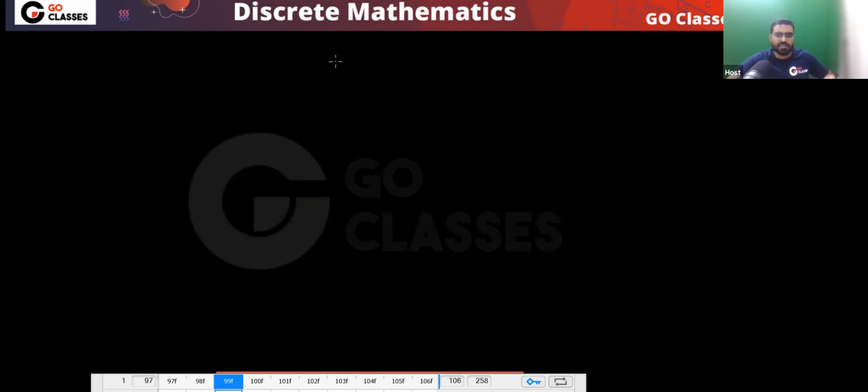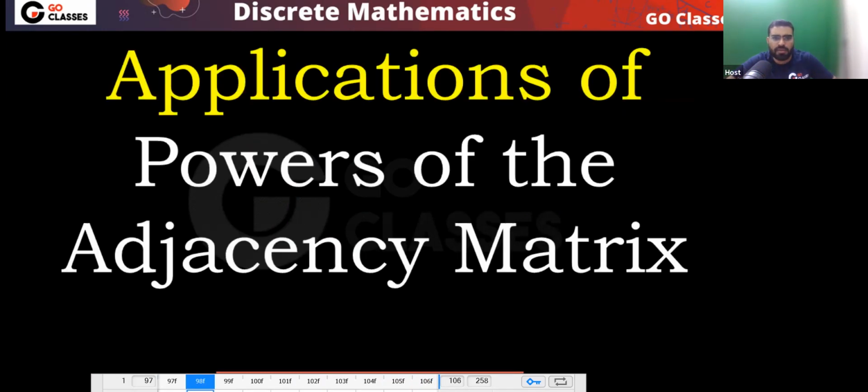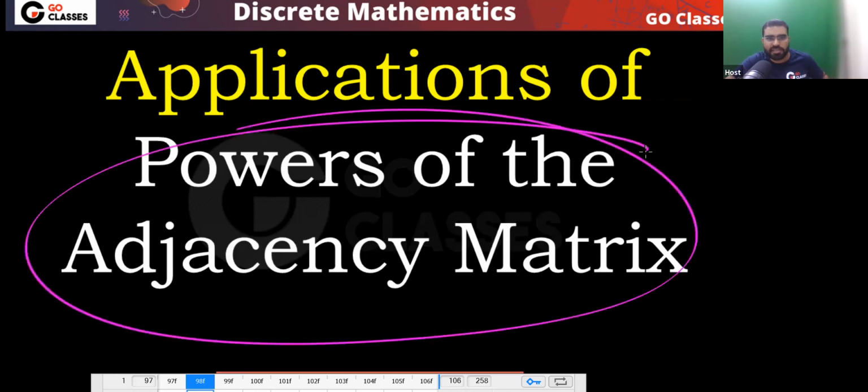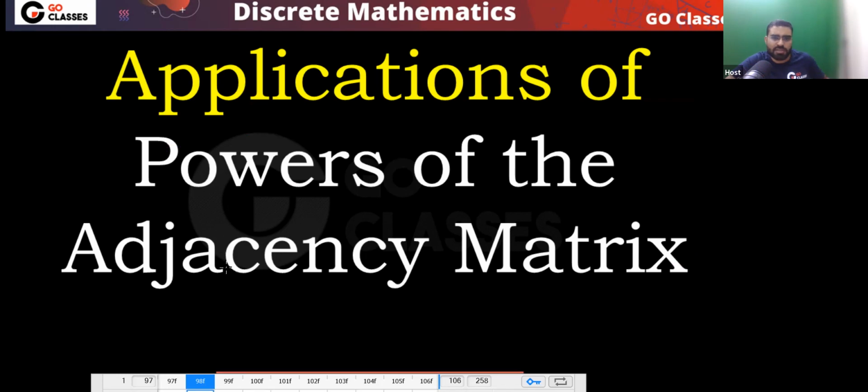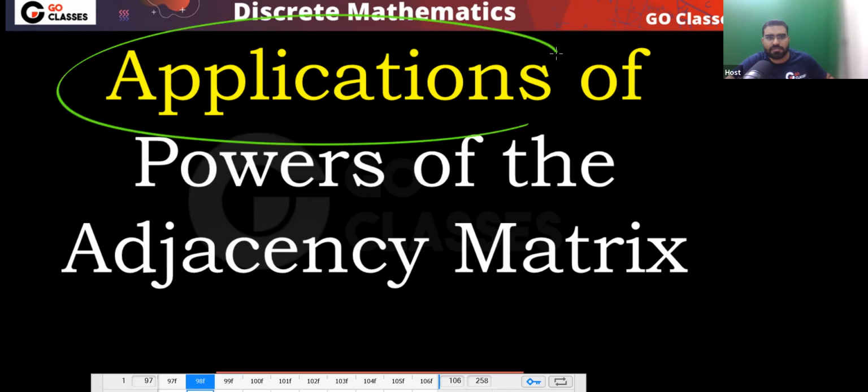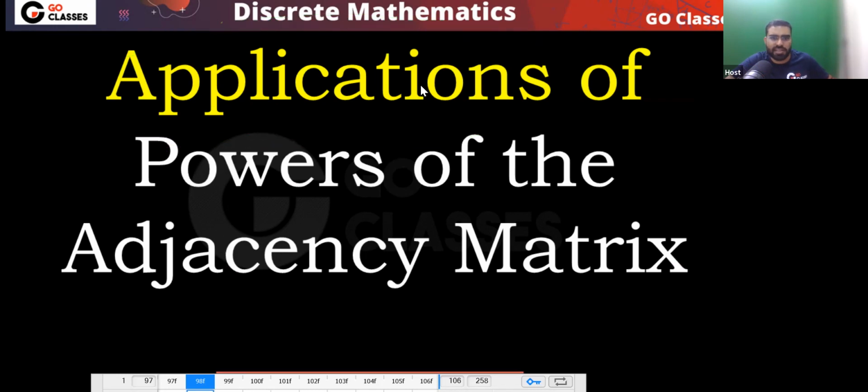So let's see this in the next video. Okay. So the concept we have seen is the power of the adjacency matrix. After 5 minutes, we will start a new video. In the next video, we will see the applications. These applications are very interesting. So immediately I am sharing the new link with you. In the next video, we will see.